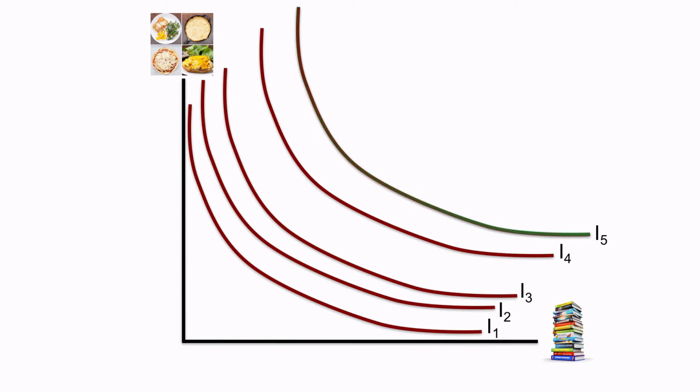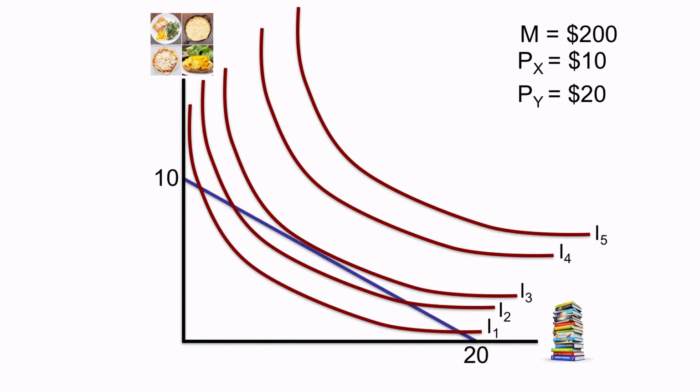Suppose Tom had a daily income of $200 and had to pay $20 for each meal and $10 for each book. Tom's budget line would then go from 10 along the vertical axis to 20 along the horizontal axis, representing all of the possible combinations of meals and books Tom could consume using his entire $200 budget. So, which indifference curve should Tom choose given this budget line?